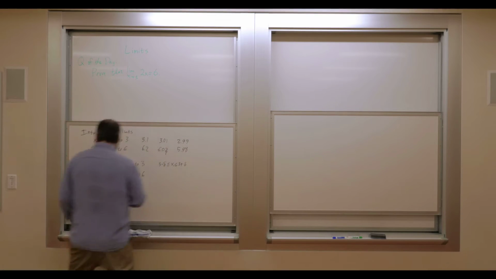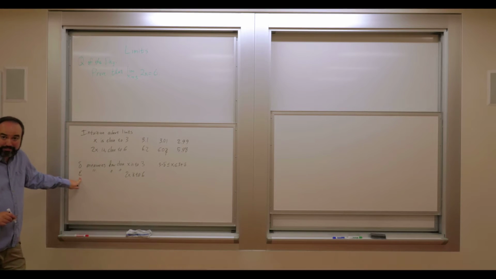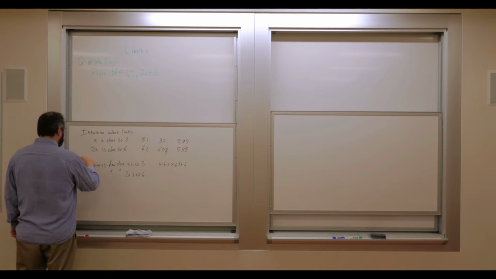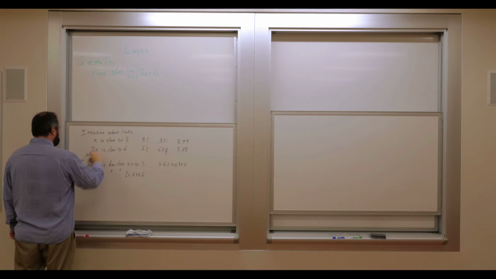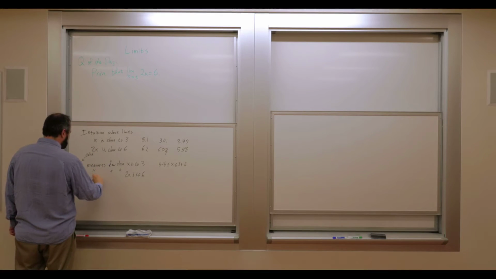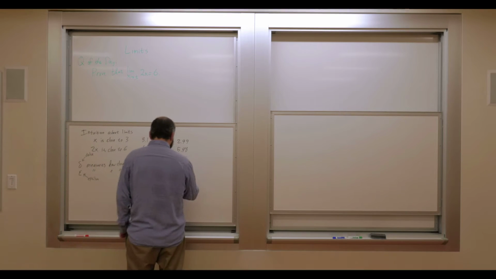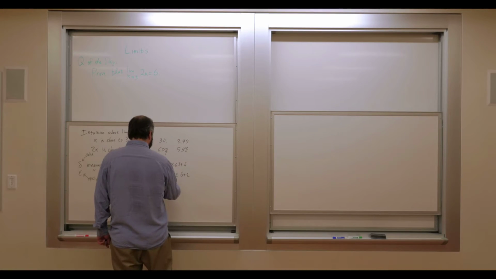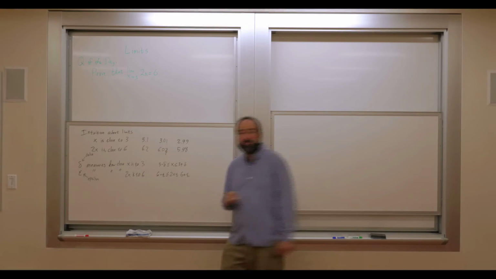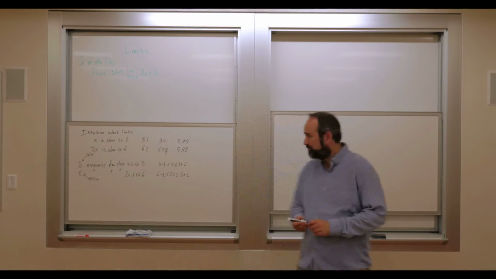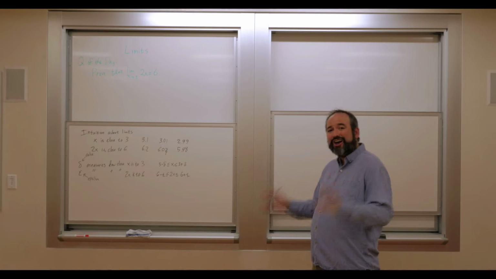Now, in order to measure how close 2x is to 6, I'm going to use another Greek letter, epsilon. So this guy is delta, and this guy is epsilon. And what I'm going to require is that 2x is going to need to be between 6 plus epsilon and 6 minus epsilon.